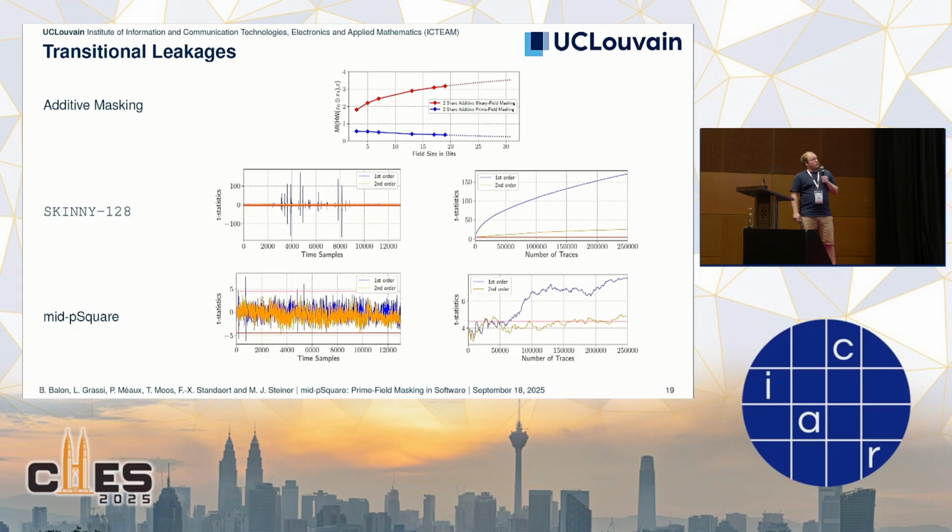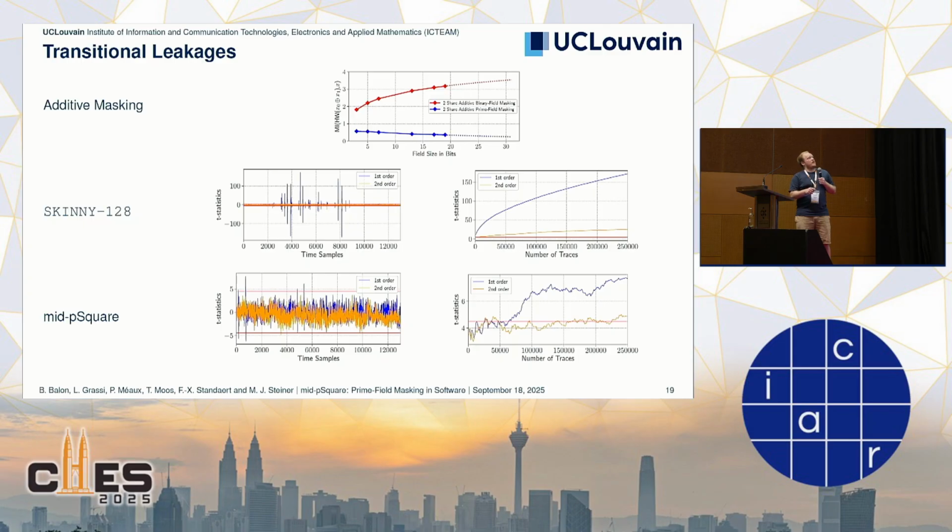With respect to transitional leakages, we also have an advantage. At the very top, there is a graph that shows the mutual information between just the XOR between 2 shares in a 2-share implementation. So how much does the Hamming distance between 2 shares provide me as information?